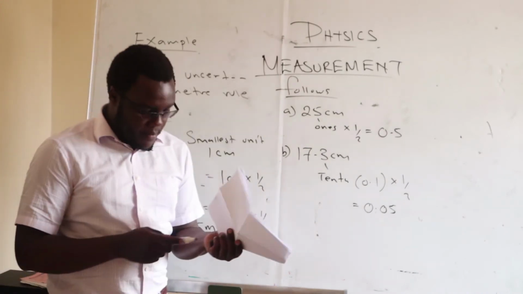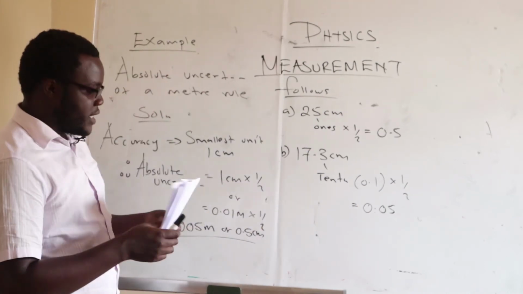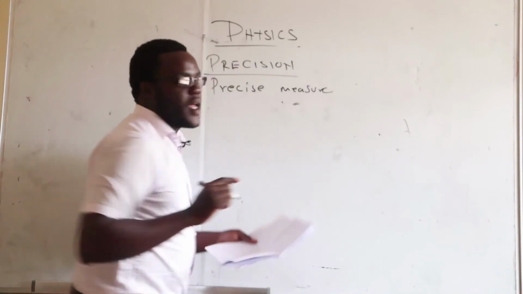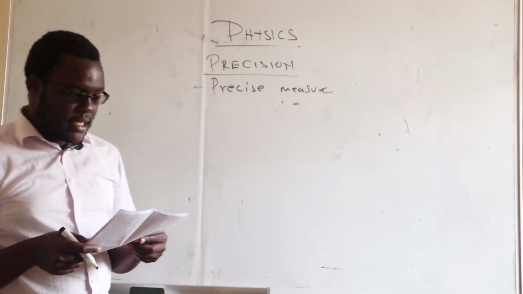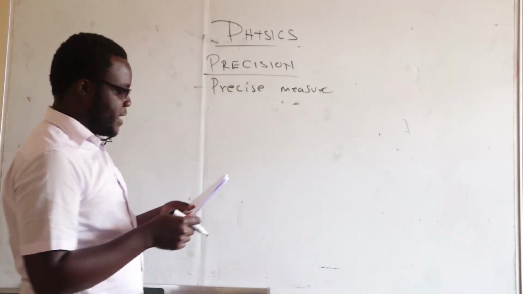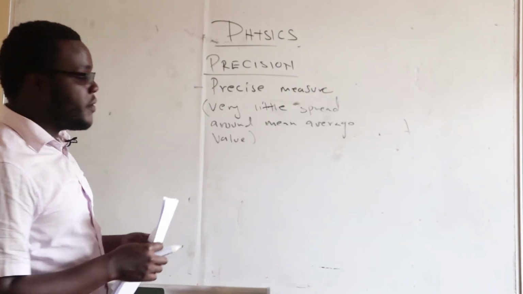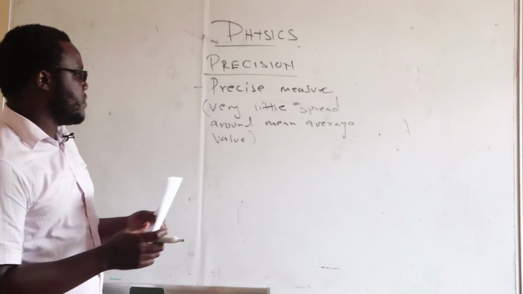Next, we go to another term, precision. Remember that we are still under measurement. We have looked at uncertainty and errors, so we go to precision. A precise measure can be defined as a measure that shows very little spread around the mean average value. And I'm going to give an example for more understanding of what we mean by a precise value.